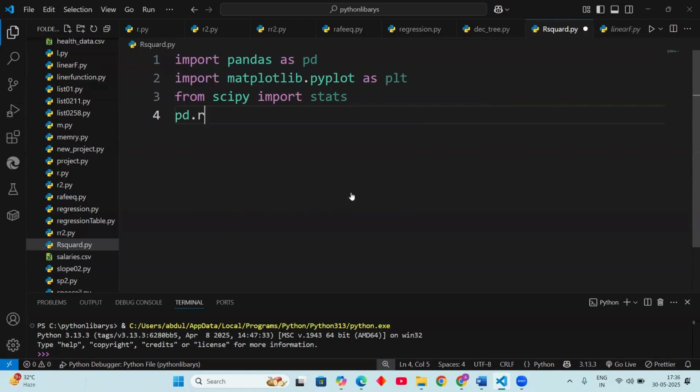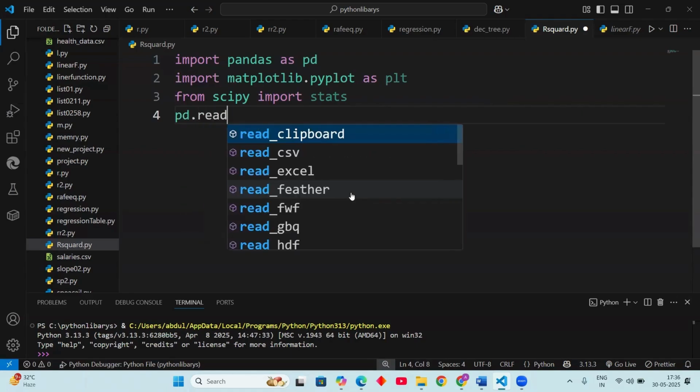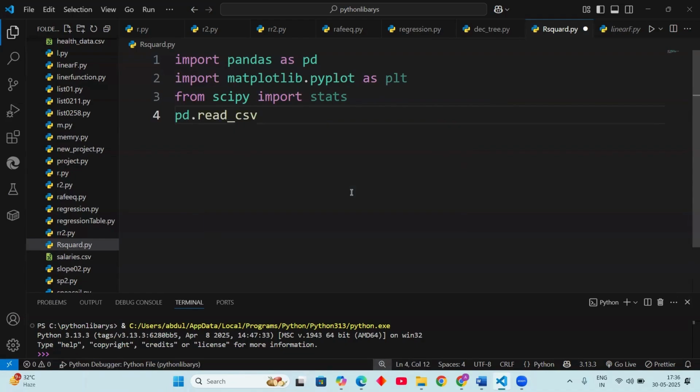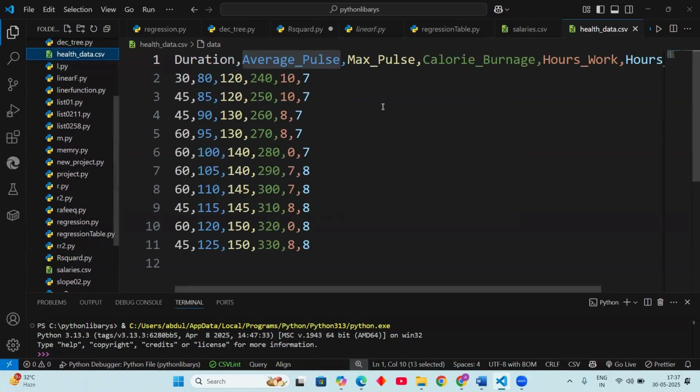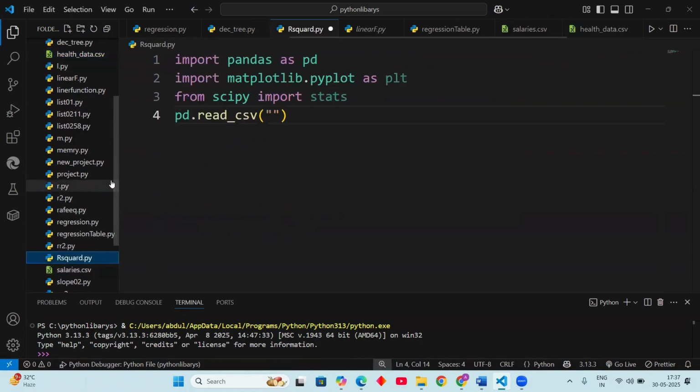Now take our data. We know how to represent the data in CSV form. So read CSV, my data is located in this path. This is our data, right? Health data: duration, average pulse, max pulse, calories per night, hours work, and hours sleep. So consider this data for R squared.